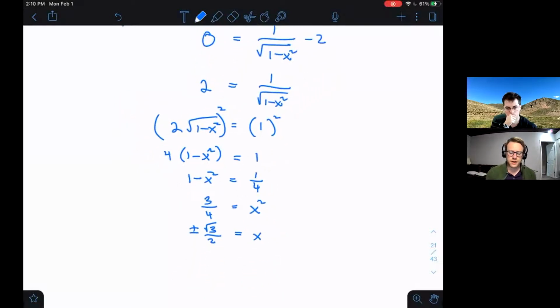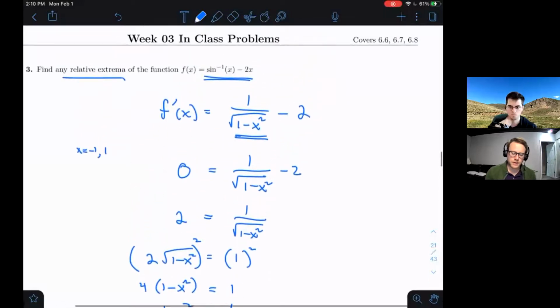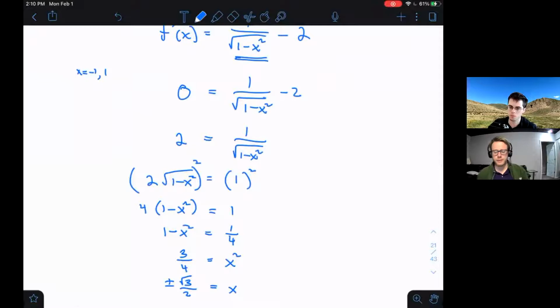So those right there are some critical points. So now what we did, when we wanted to find relative extrema, is that we'd go ahead and plot them on a number line, right? So these are our critical points, maybe negative √3/2 and positive √3/2.